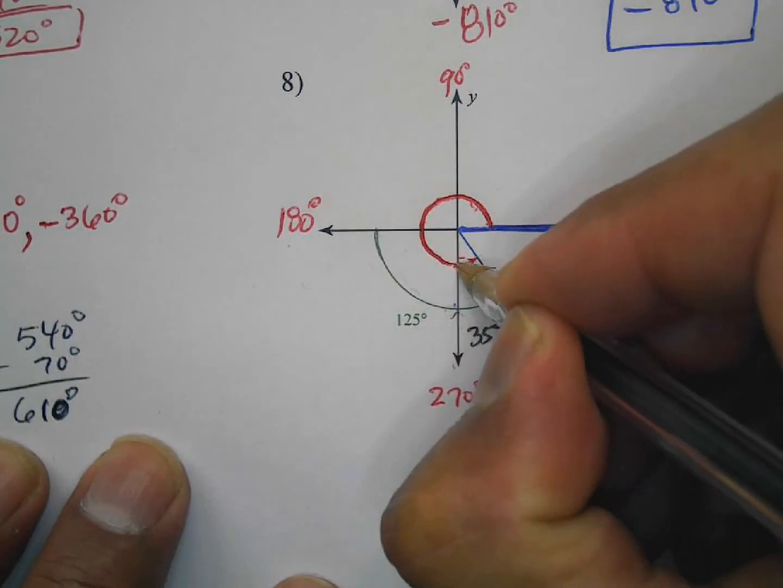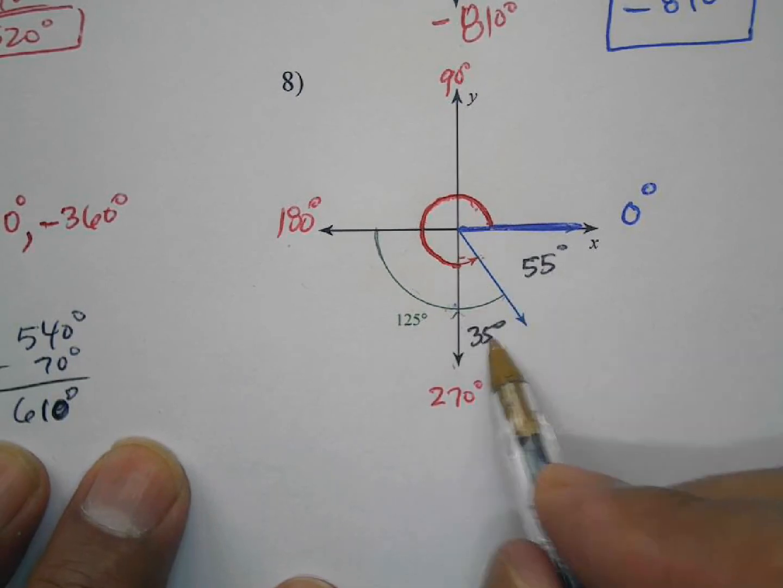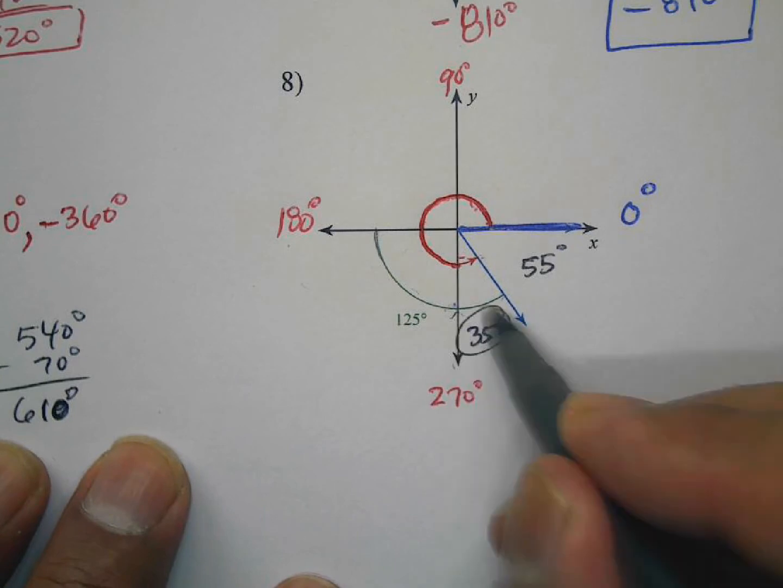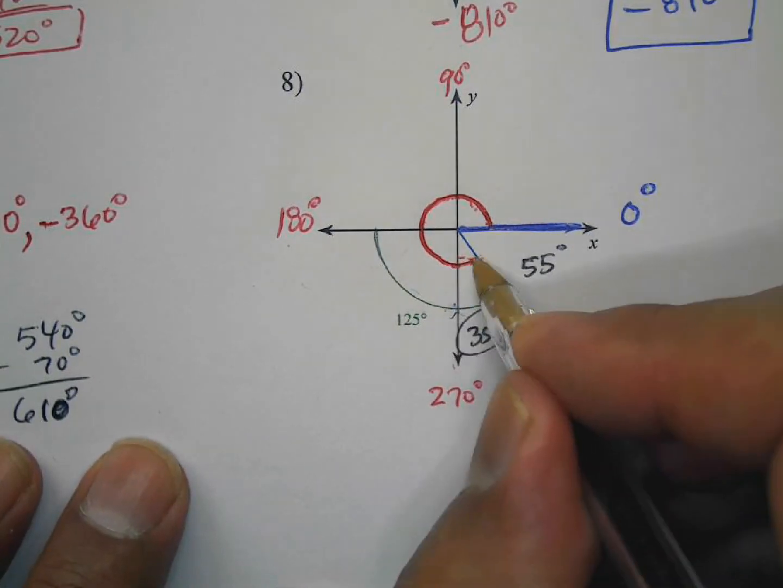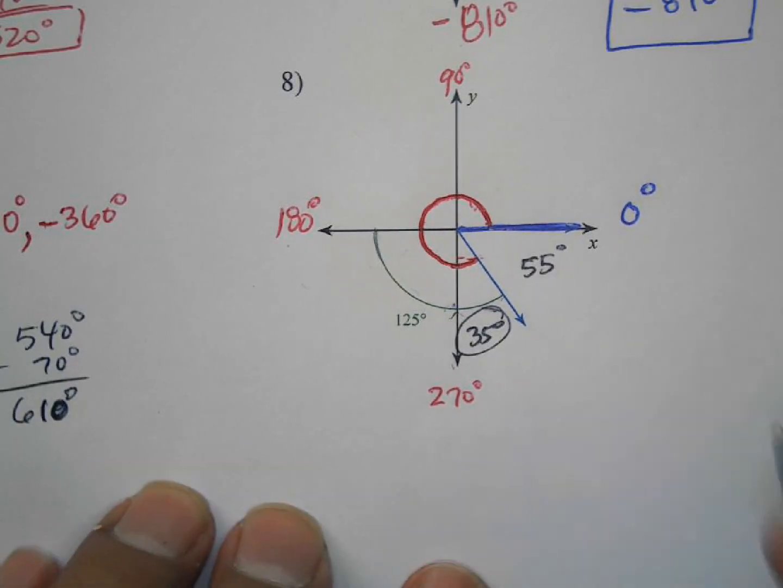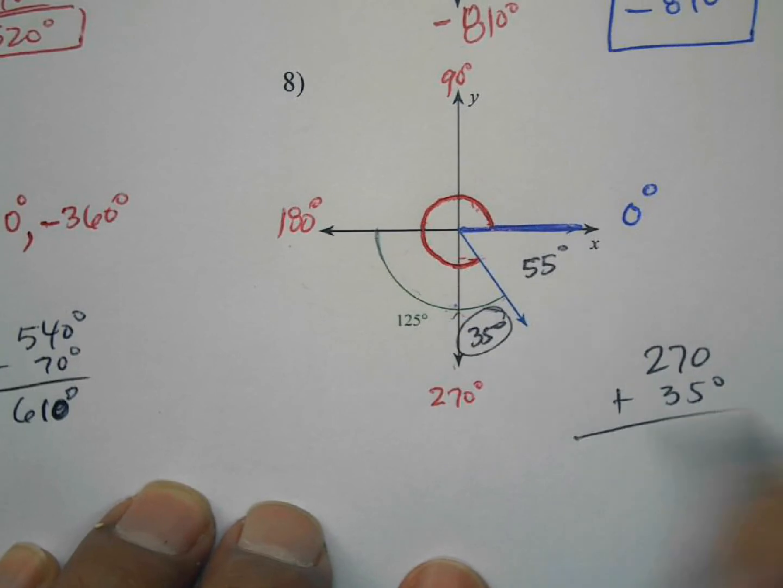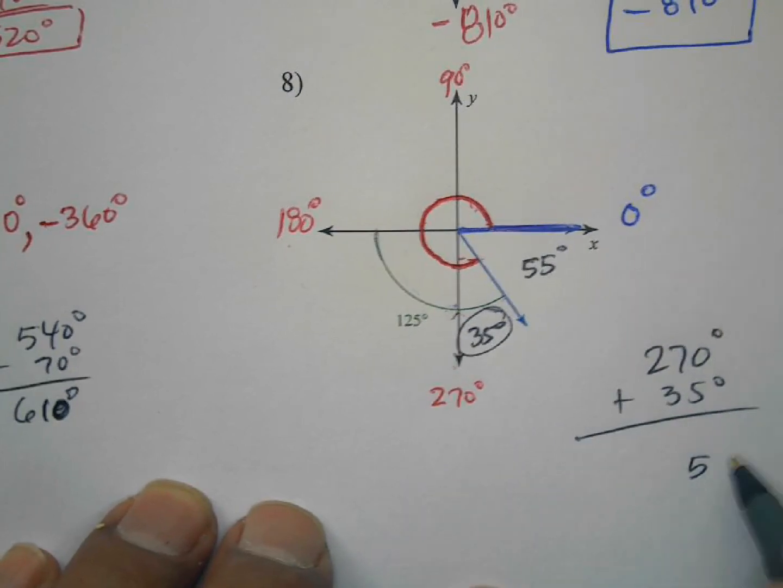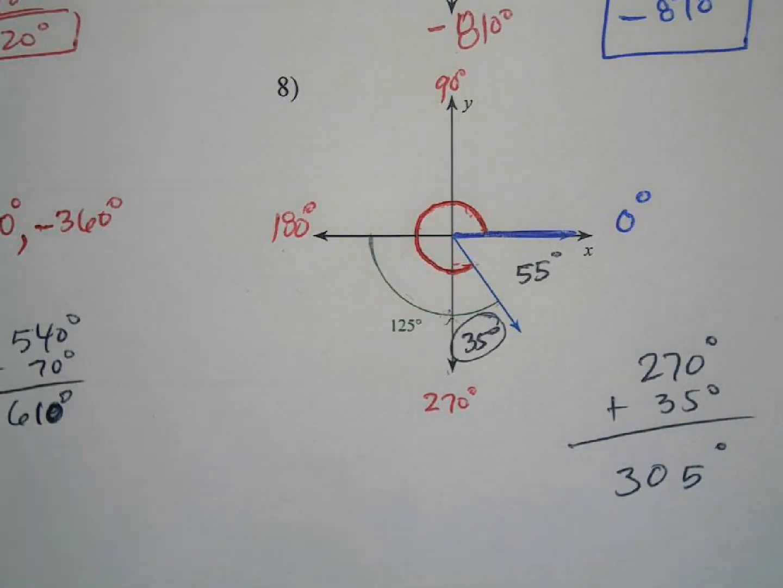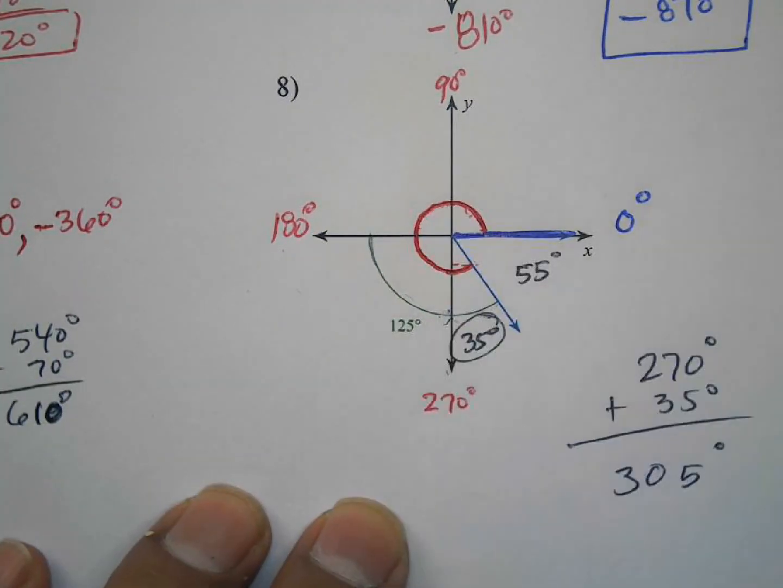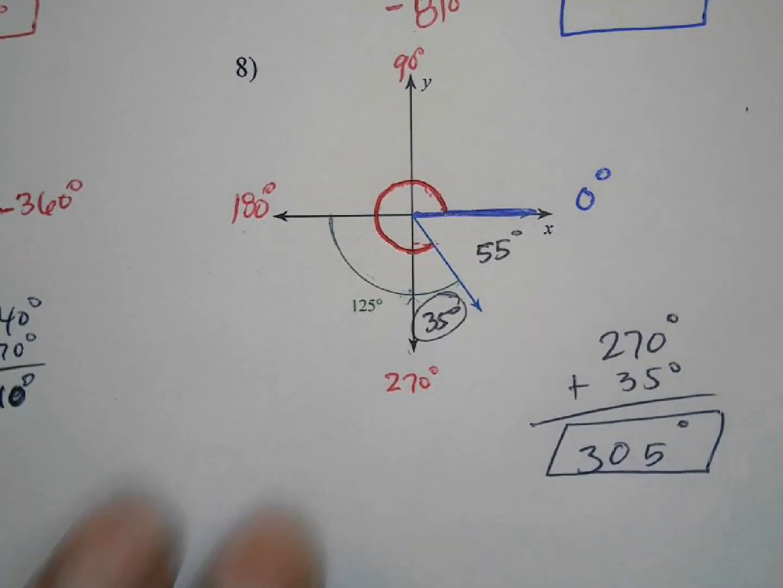So I'm here at 270, and I gotta go how much more? Well, see, that's why we need to find these numbers. 35 more. Whatever 270 plus 35 more is my answer, and this is a positive angle. 270 plus 35 is 305. Yep, 305 degrees. That's a positive angle. That's your angle measured, 305 degrees.